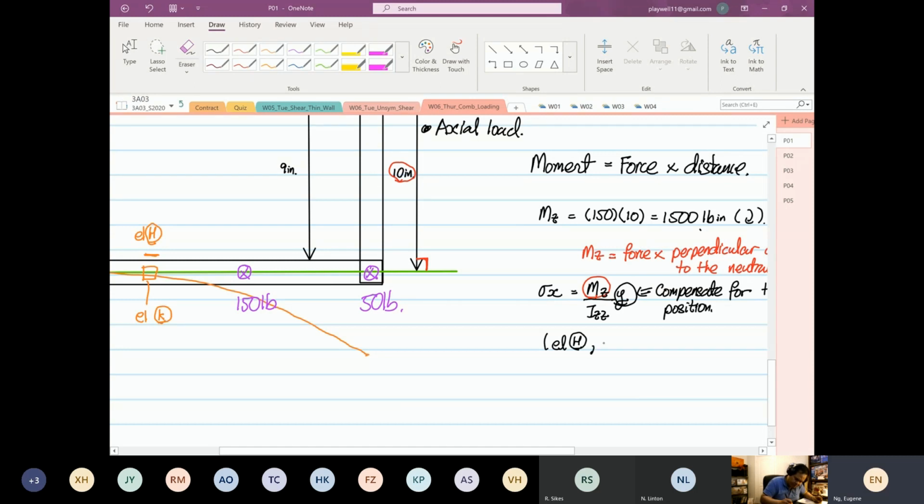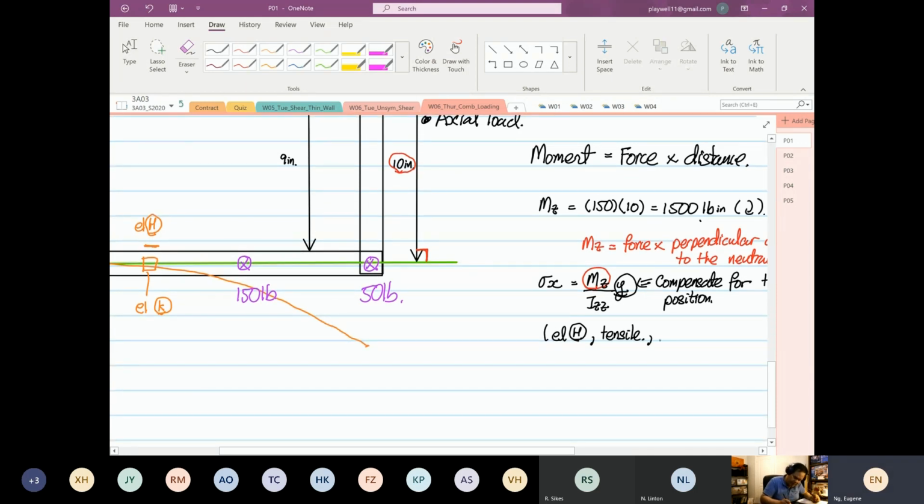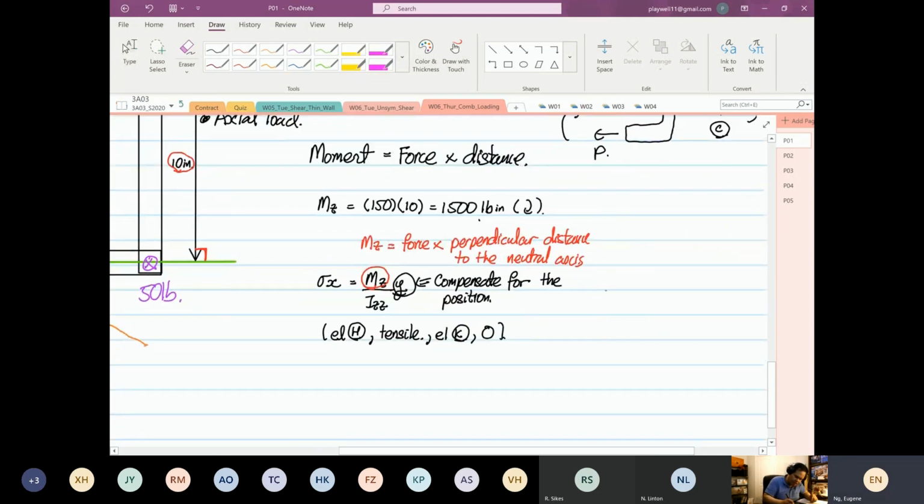Be in tensile, right? And then over here, you also know that element K is going to be what? 0. Why 0? Because based on the equation that we see, I've drawn this earlier, this is our normal stress, and this is our Y, and this is how our distribution will look like.